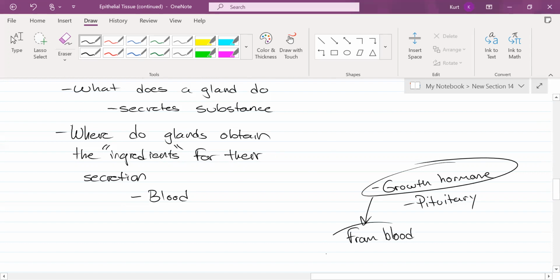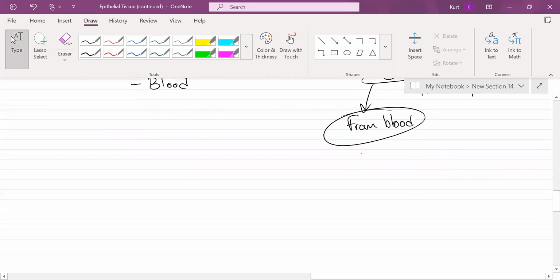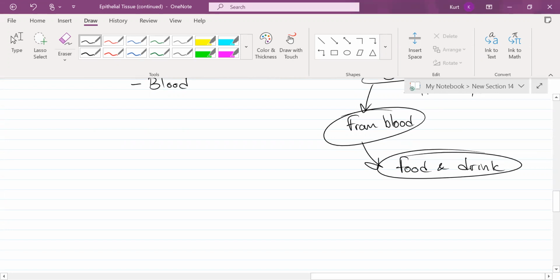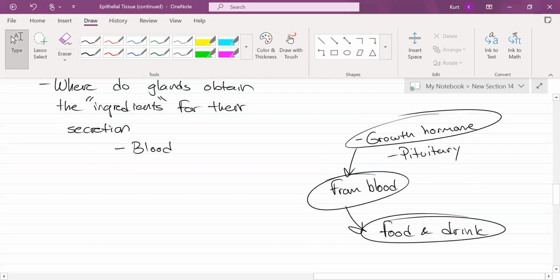How do the ingredients get to the blood? It came from food and drink. So Dylan, I'm sure you are aware of what junk food is. Do you think you would have gotten as tall as you are if you had eaten foods and drinks that did not have nutritional value to them?